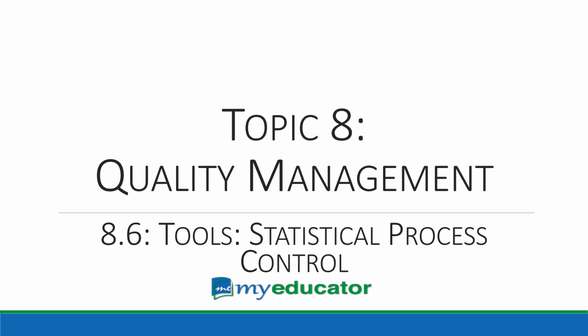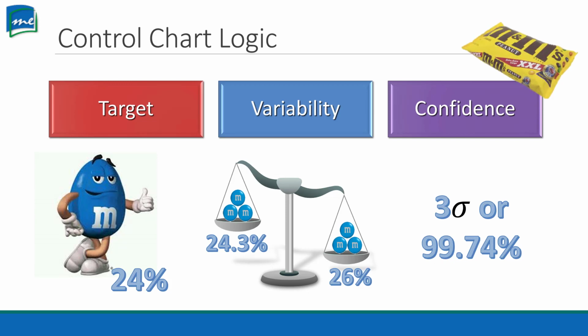Statistical process control. If you're in a manufacturing environment, they do this because they care. And this data that they obtain can help them make the process better. They can make adjustments to their machines so they can be in control and produce a quality product. So for example, M&Ms.